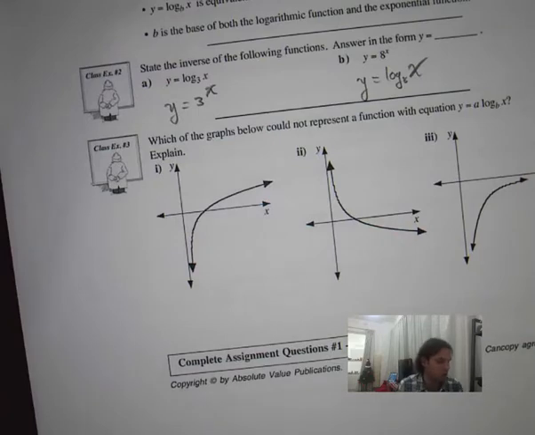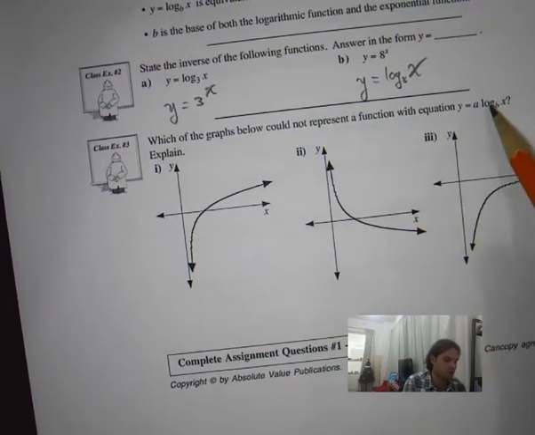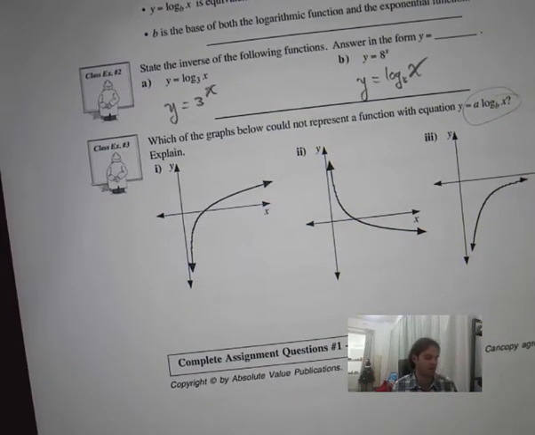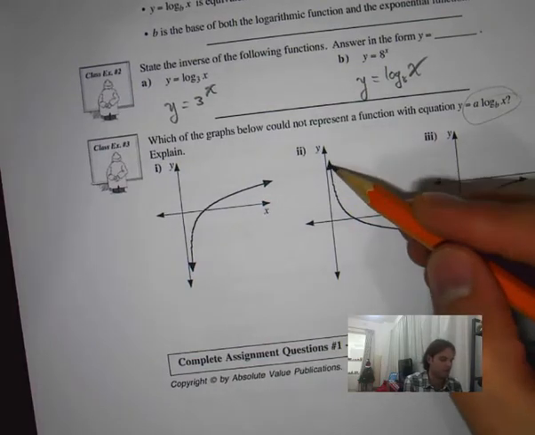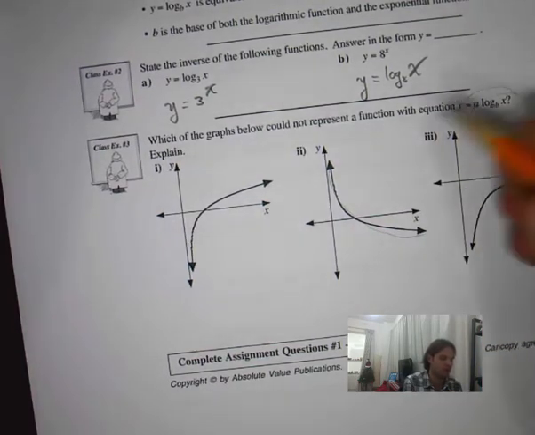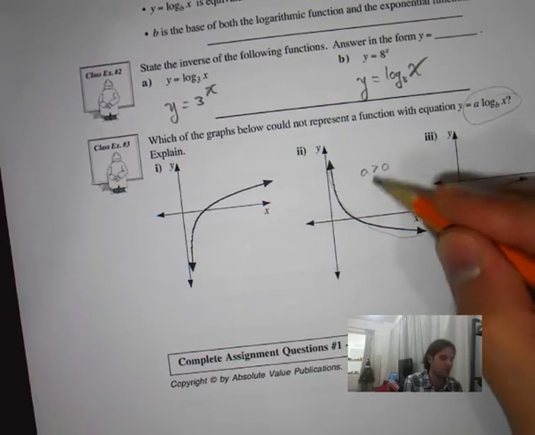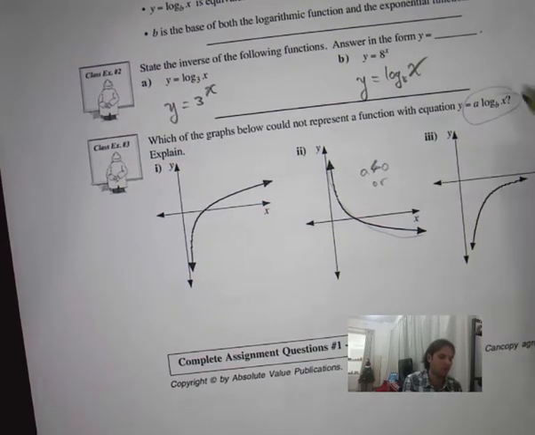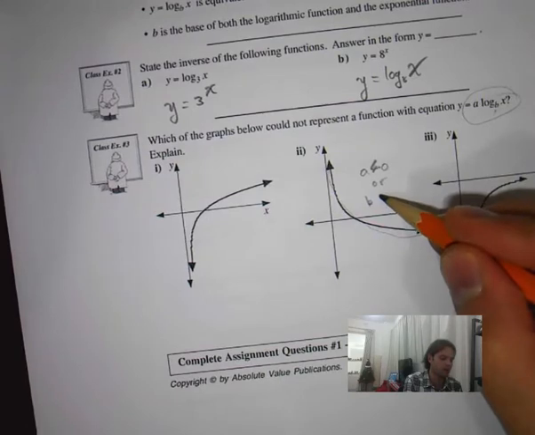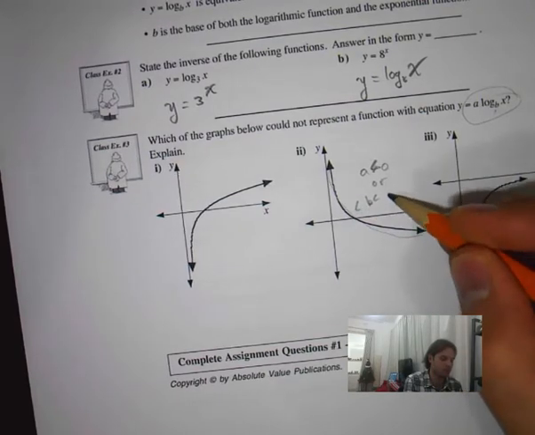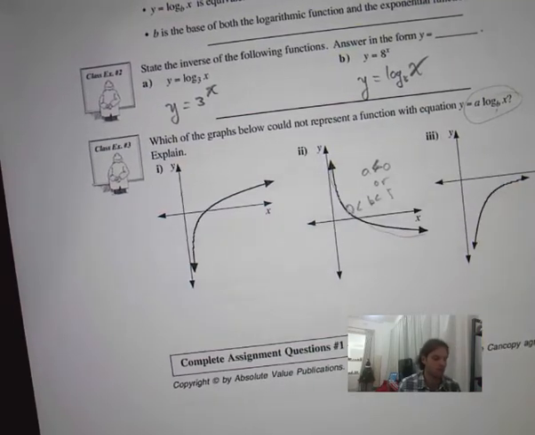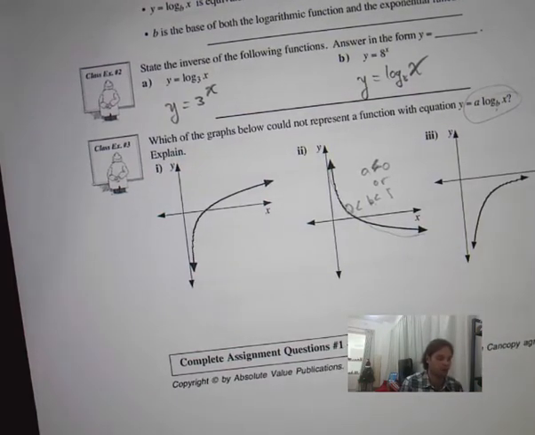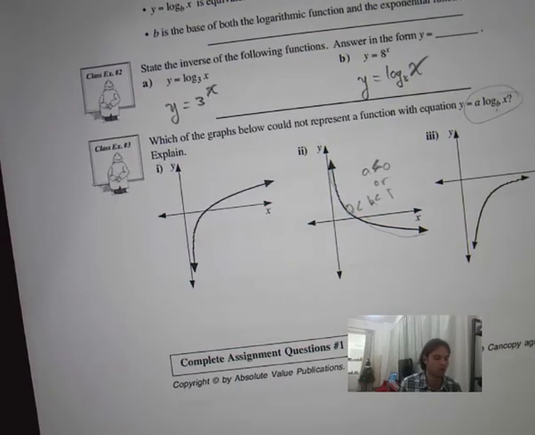Here's my next one. Of the graphs below, which one represents the function a log bx? So which one could not represent that function? Well, if we're looking at this one right here, this is either a is less than 0 or b is in between 0 and 1. It's one of these two for this one here because it's going down. So it's one of those and not both.